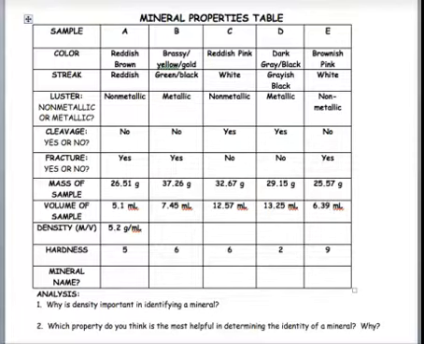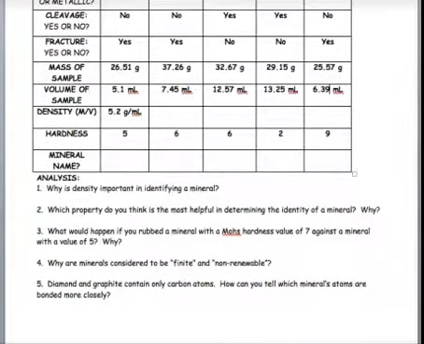So once again, pretty much all you have to do is copy down this data table. This was the data that I collected when I did all the samples, or when I filled in the properties of all the different samples that we had. And then once you have the density filled in, then you have to fill in the mineral name underneath. And of course, there are some analysis questions that you'll have to finish as well.